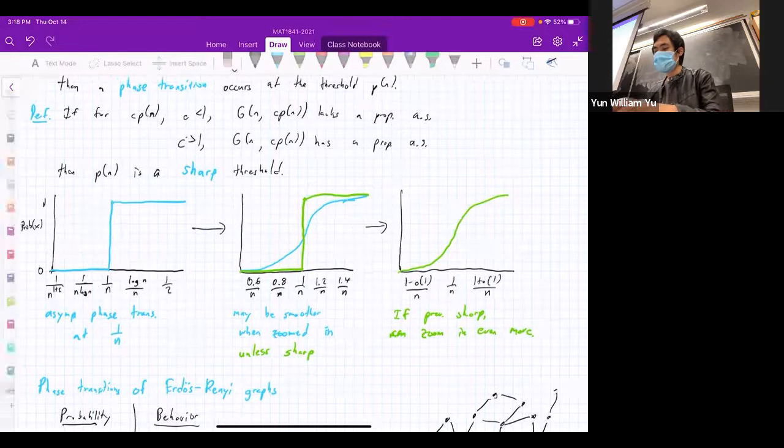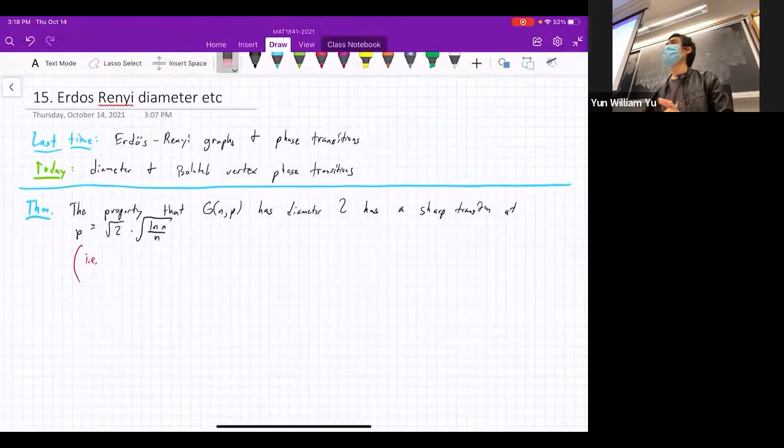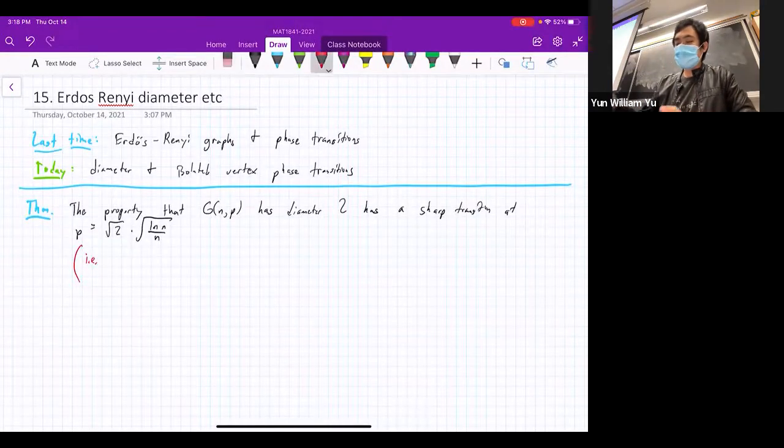Is that all right with everyone? Okay, so what do we mean precisely by a sharp transition here?